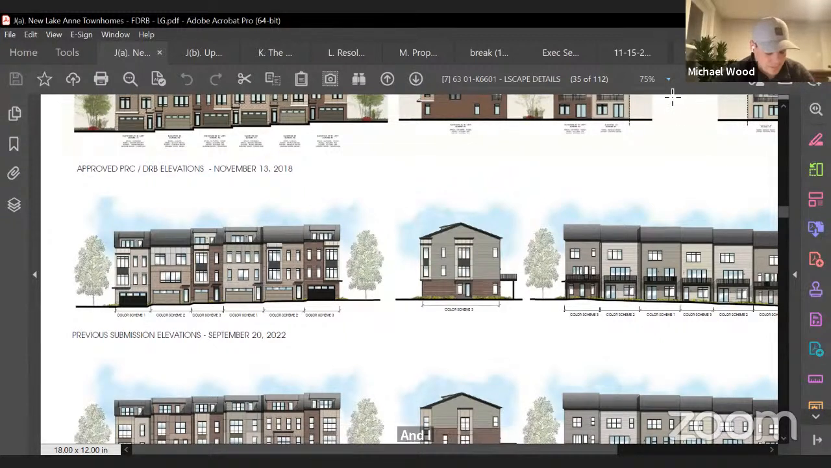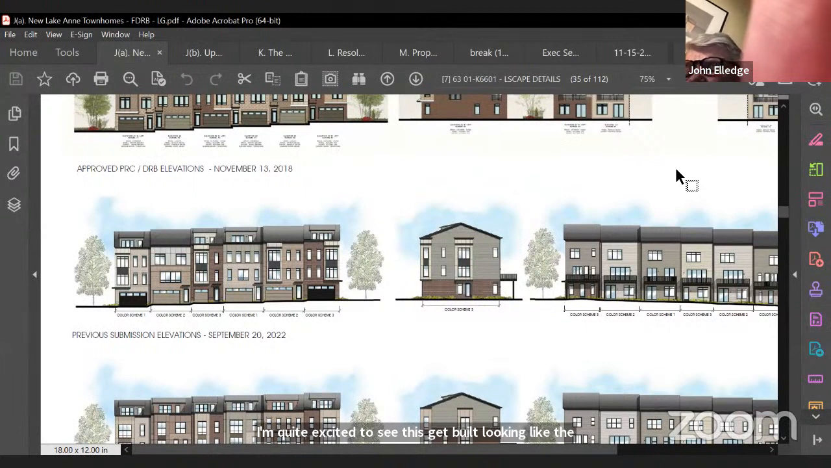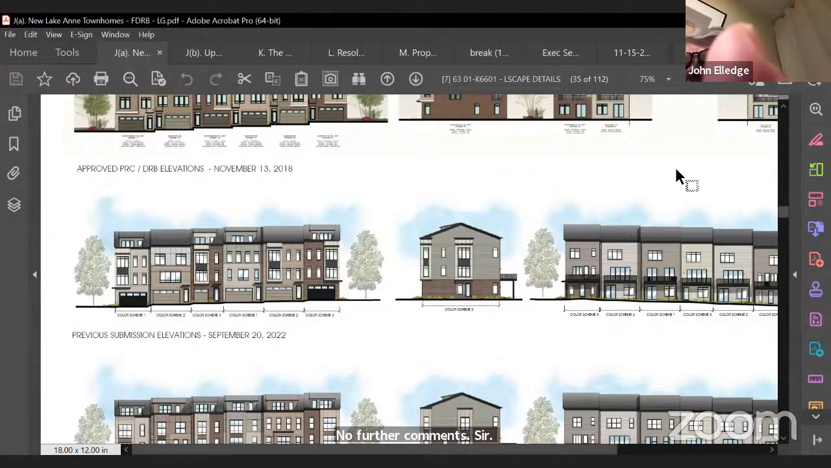John, did you have anything? No, I just think that the new elevations are a significant improvement over the previous iteration. I'm quite excited to see this get built looking like the way it does. Okay. Mike B.? No further comments, sir. Everybody, I echo previous comments made by the board.